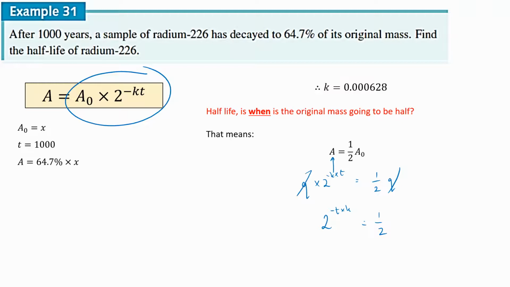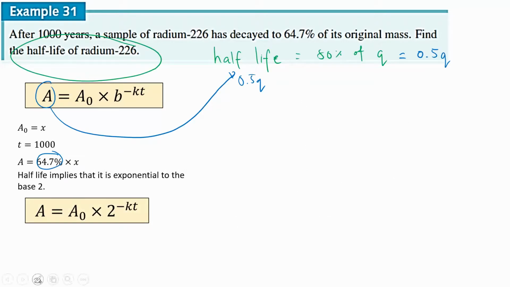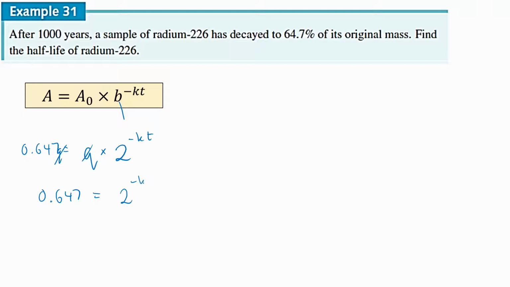All right. I'm just going to finish off this part here. I'm just going to go back, take it back a step. Here we go. Things that we didn't know. We know B is 2, negative KT. I don't know what K is. A naught, I called it Q. A, which we know was 64.7% of Q. So I wrote 0.647 Q. I found that dividing Q on both sides will cancel out and I get 0.647 equals 2 to the power of negative KT.